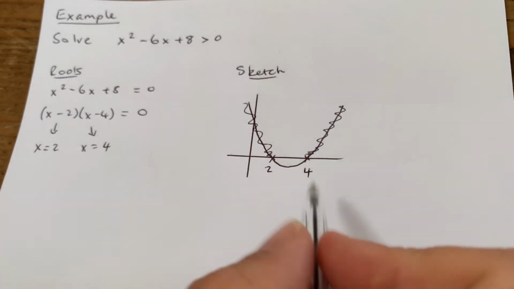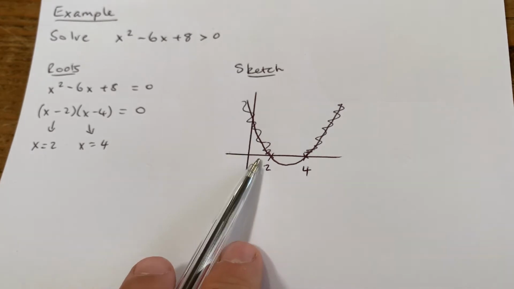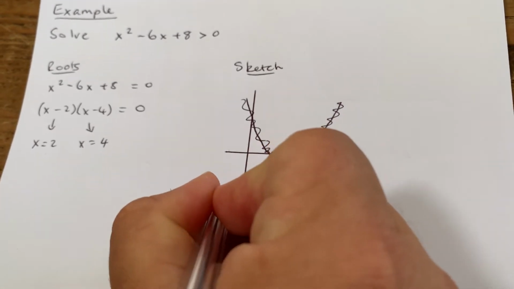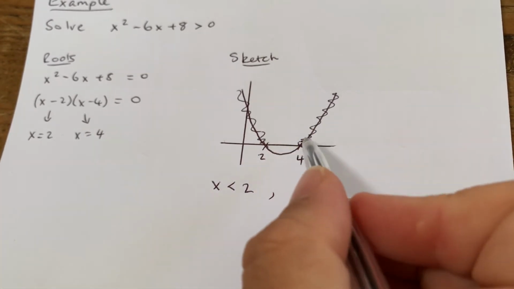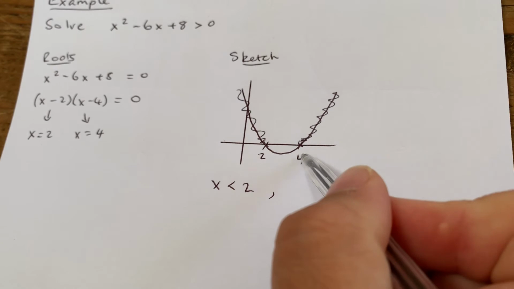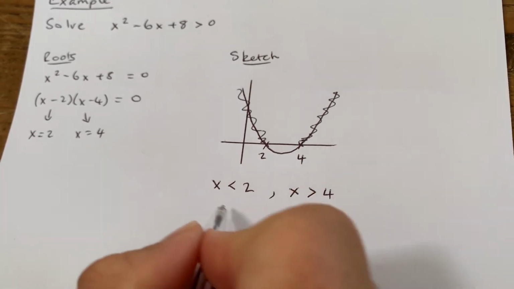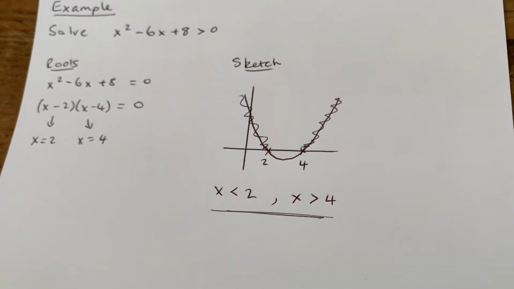Alright, so for this section, x is going to be smaller than 2, so therefore we write that as x is less than 2. And for this section here, x is going to be bigger than 4, and we just write that as x is bigger than 4. And that is it. Okay? Right.